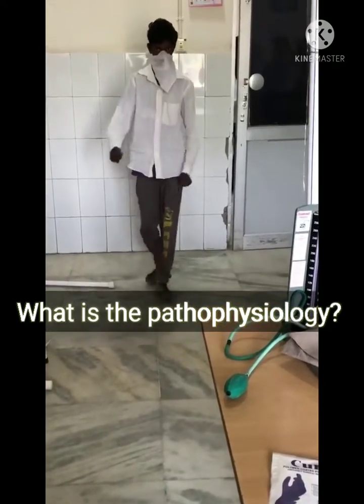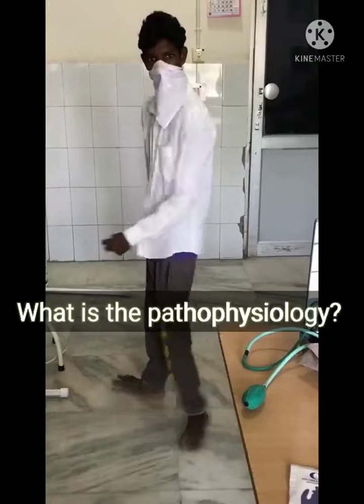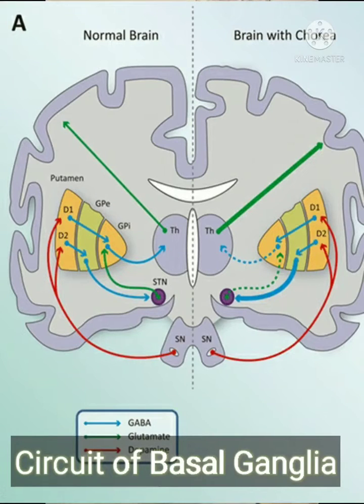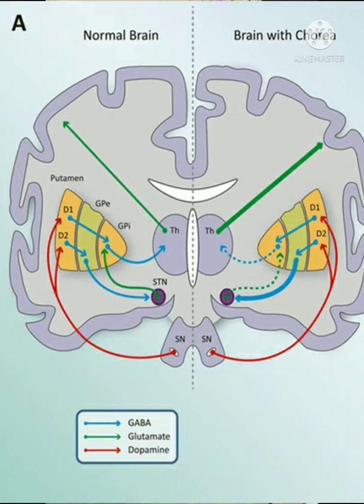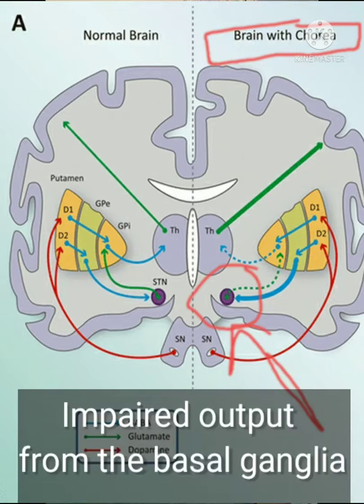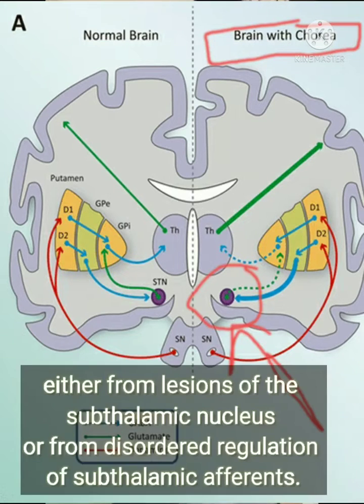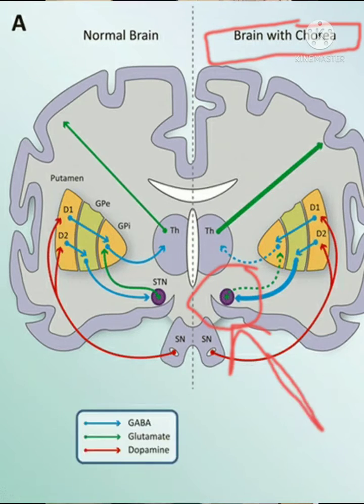You need to remember that in normal cases, when we look at the circuit of the basal ganglia, there is a proper balance of neurotransmitters which goes into the nuclei of the basal ganglia and gives a final output. But in a brain with chorea, there is an impaired output. As you can see from the arrow I have marked, this is the lesion in the subthalamic nucleus. Either from lesions of the subthalamic nucleus or from disordered regulation of subthalamic afferents, the final output to the brain is impaired. So this causes involuntary jerky movements.